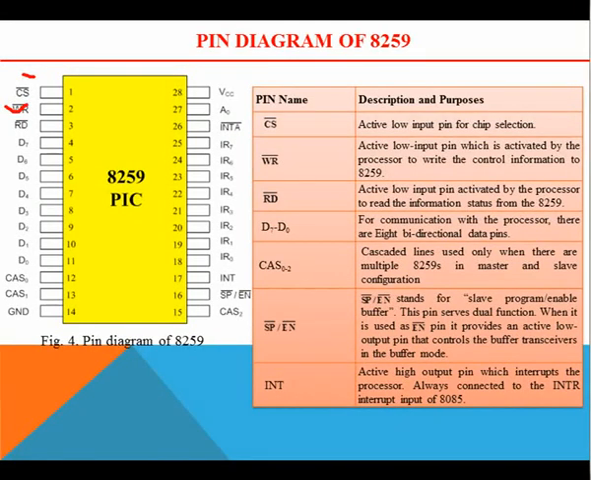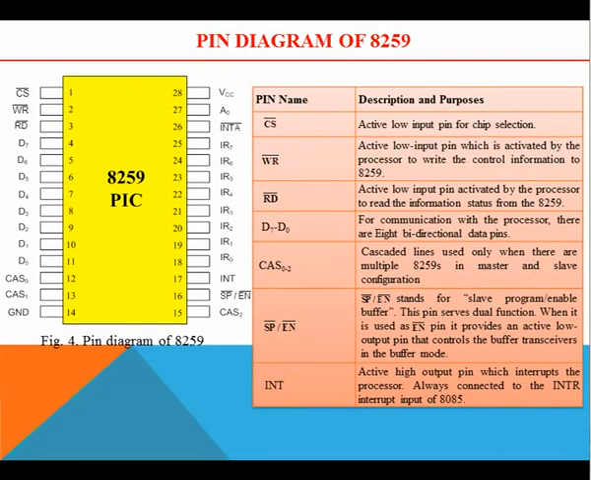Pin 2 and pin 3 are also active low input pins. A low on pin 2 when CS bar is also low enables the 8259 to accept command words from 8085. A low on pin 3 when CS bar is also low enables this 8259 to release status such as pending interrupts, in-service interrupts or masked interrupts on the data bus for the CPU.